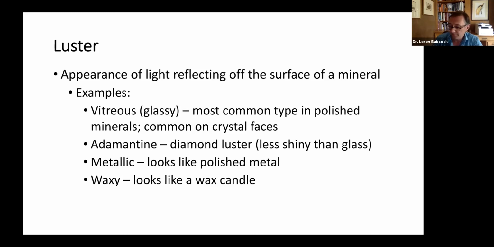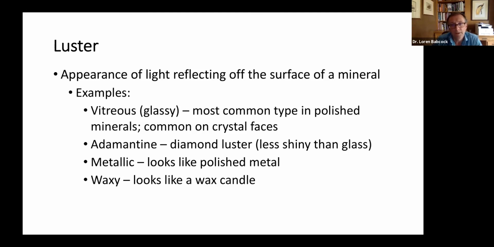All right. Next, in terms of characteristics, is something we call luster. Luster is the appearance of light as it reflects off a mineral, and I'm just going to read through this because it's a little hard to show under the instruments I have here and with the video camera. But let me just kind of characterize these for you.